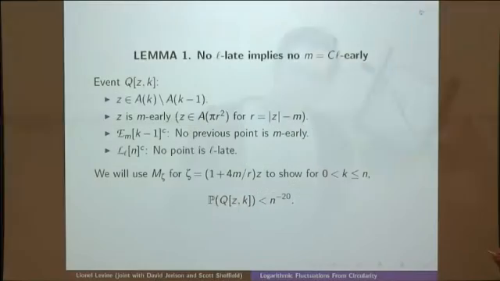So what we're going to do is break up the thing we want to show is unlikely into a union of a bunch of events Q_{Z,K}. So Q_{Z,K} is the event that Z joins the cluster at time k, Z is M early. This here is just a reminder of the definition of M early. No previous point is M early. And finally, no point is L late.